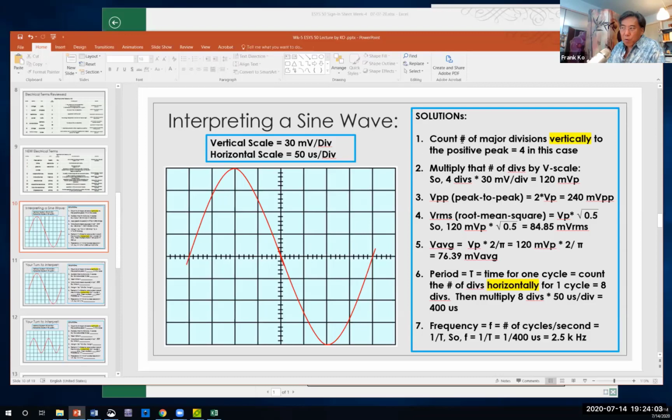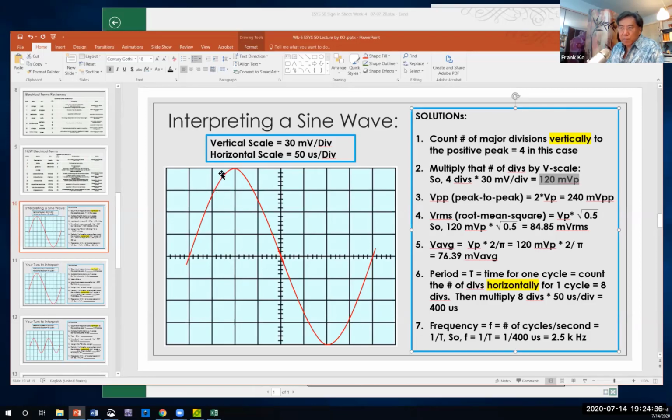In step number 1, we count the number of major divisions vertically from the 0 line, the middle line is the 0 line, all the way up to the positive peak. We count 4 divisions in this particular case. In step number 2, you're going to multiply those 4 divisions times the vertical scale. 4 divisions times 30 millivolts for each division gives you a peak of 120 millivolts peak. So from the 0 line to the positive peak, we have 120 millivolt peak.